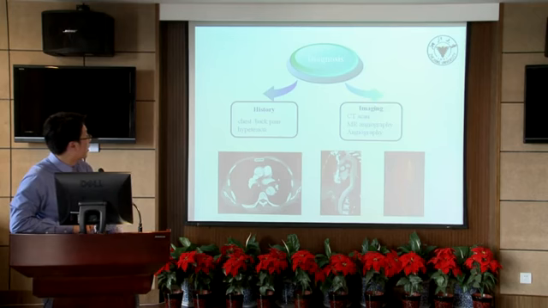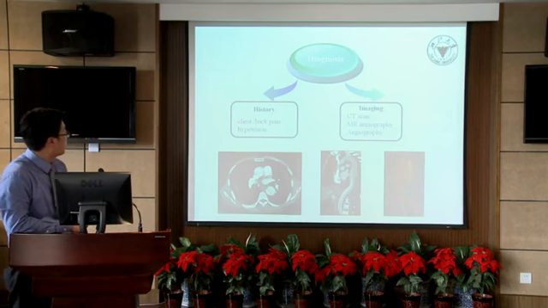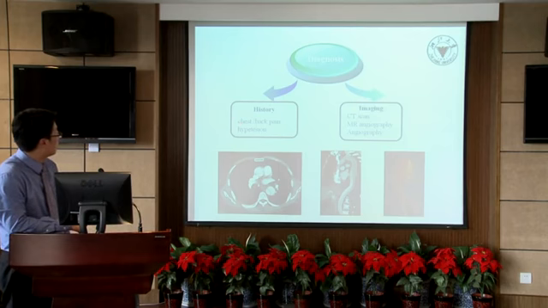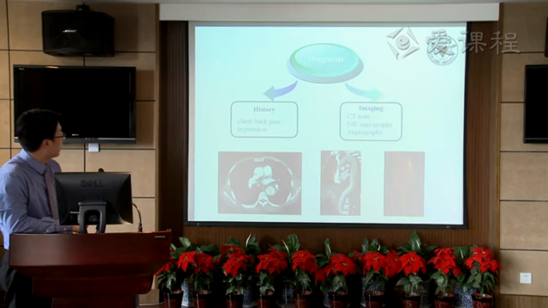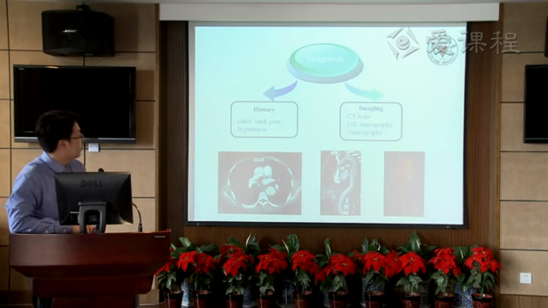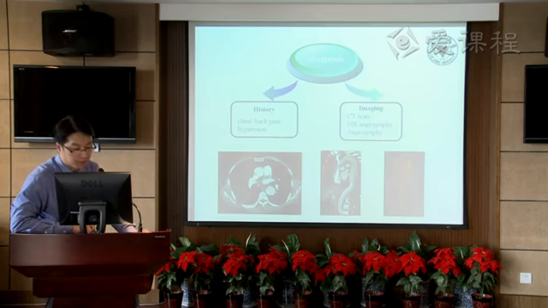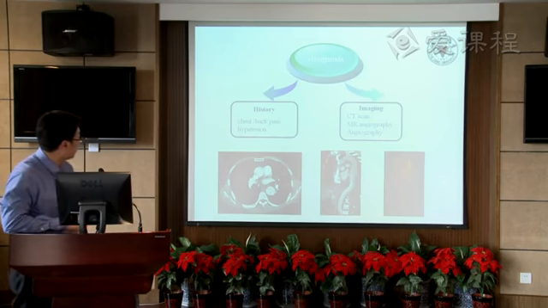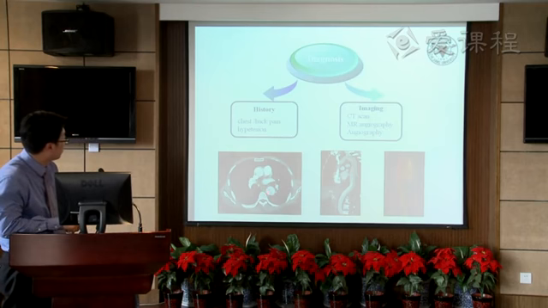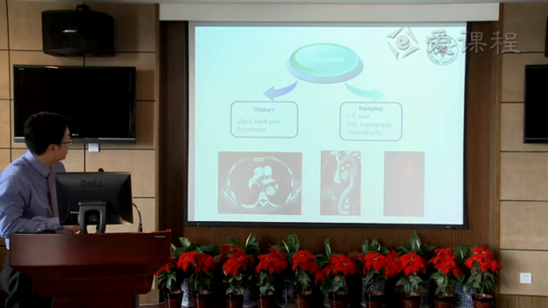Diagnosis includes the history and imaging. History, the patients usually complain of chest or back pain and hypertension. The imaging includes CT scan, MR angiography, and angiography, meaning DSA. This is the CT scan. This is the true lumen. This is the false lumen. This is the edema flap.